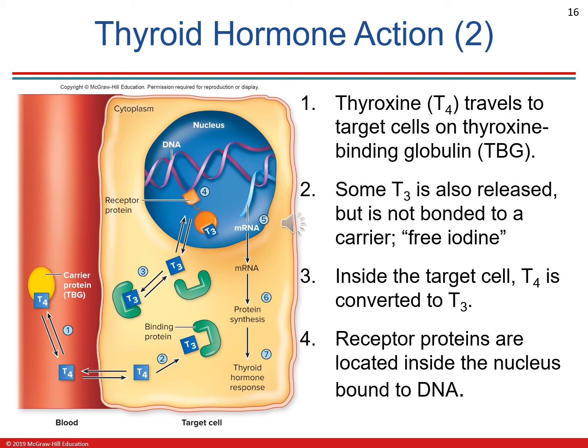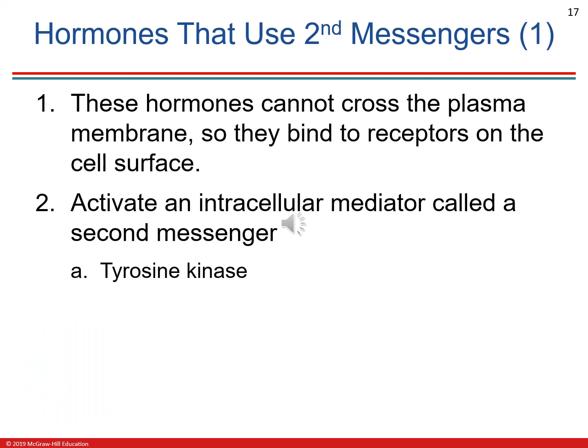So basically, these are the two mechanisms that are slightly different between steroid hormones and thyroid hormones. Please pay attention to this topic, that is really important. And some hormones use a second messenger. There are different hormones that use a second messenger, but the most remarkable one is the tyrosine kinase.